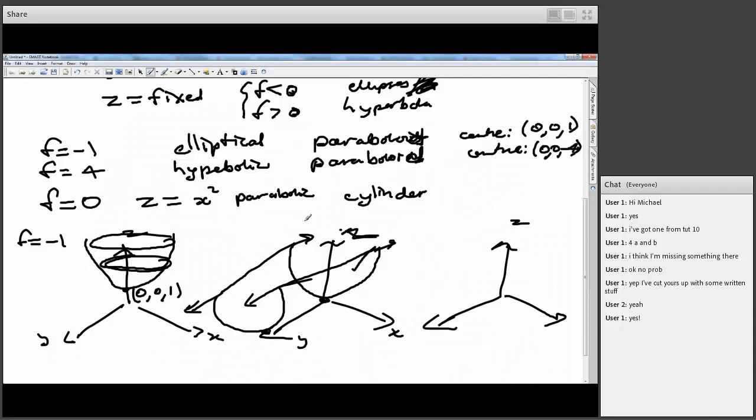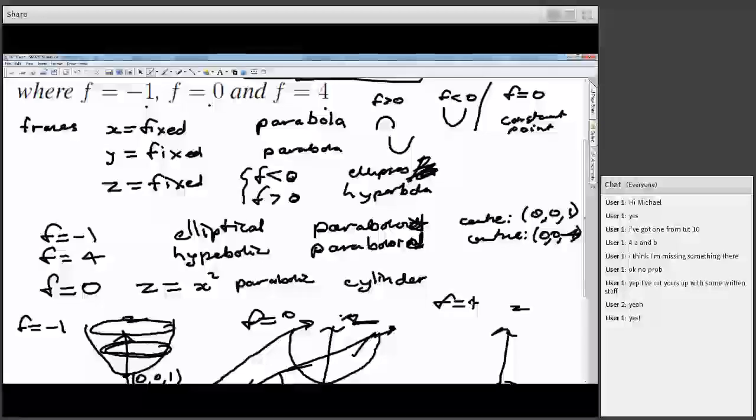The last one, f equals 4, was a hyperbolic paraboloid, which basically looks like a saddle. That's the sort of classic saddle point. And again, you can look up your formula sheet to see what it looks like. So the saddle point is at minus 4, and then it's worthwhile just having a look.